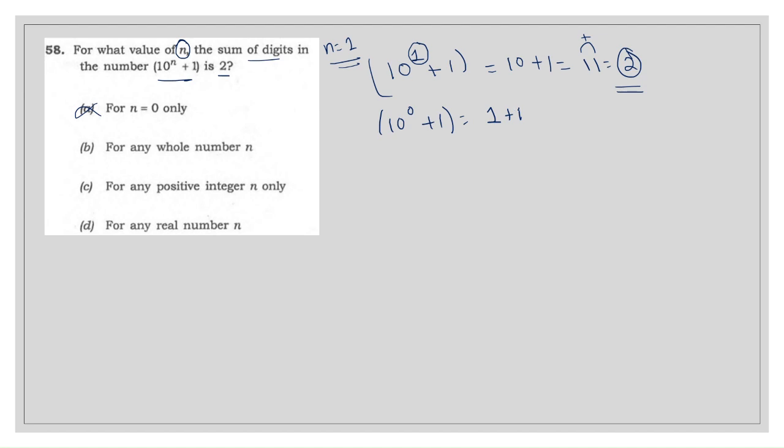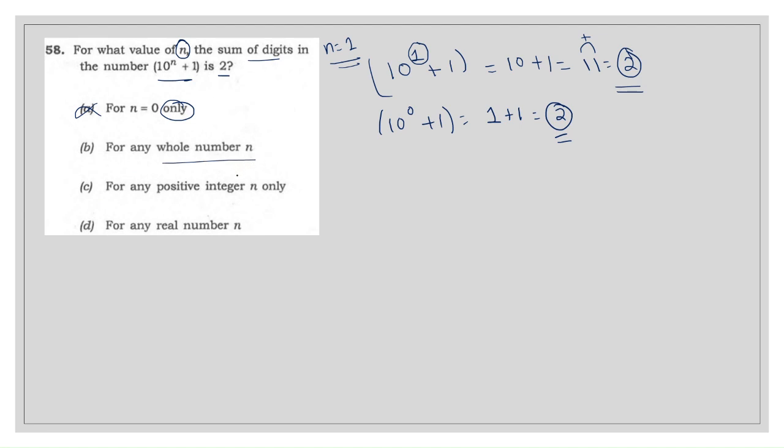So we have used this formula here. Then 1 plus 1 will be equal to 2. So again this particular statement is true, but here it is saying only. So this is not the case, right? The sum won't be 2 just for when n is equal to 0. Then the second option says for any whole number n.